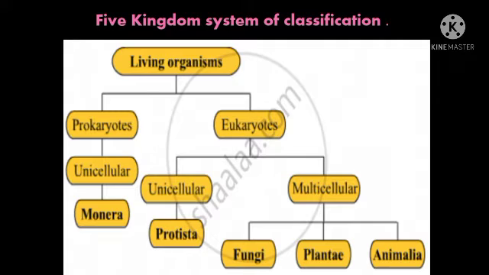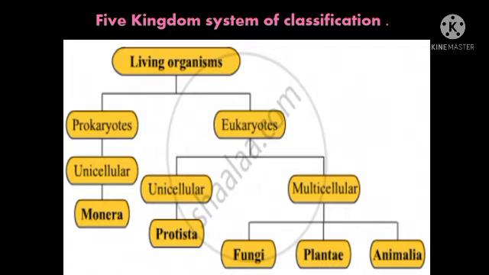Kingdom 4, Plantae. They are the organisms that can perform photosynthesis and prepare their own food. And in this also a cell wall is present. In kingdom 5, that is Animalia, no cell wall is present. The cells of this kingdom do not have a cell wall, and they are the organisms which cannot prepare their own food, but for their food they are dependent on others.